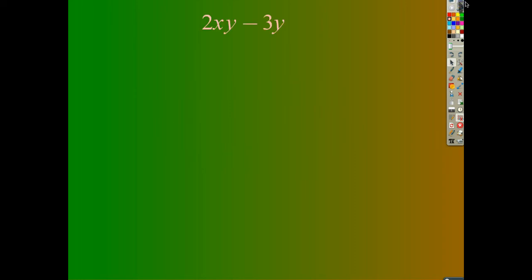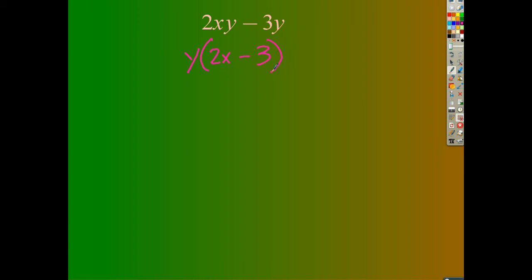So what I want to first do is look at something like this. We have 2x times y, and we're subtracting 3y. Now, the idea when we're factoring these is we want to try to find a common factor, and we pull it out. In this problem, the y is in both of these parts, so I can pull y out. So I could say this is y times 2x minus 3.